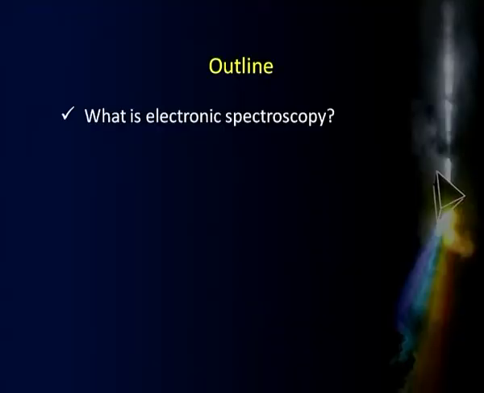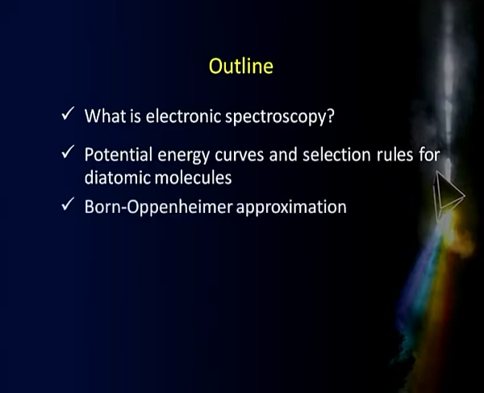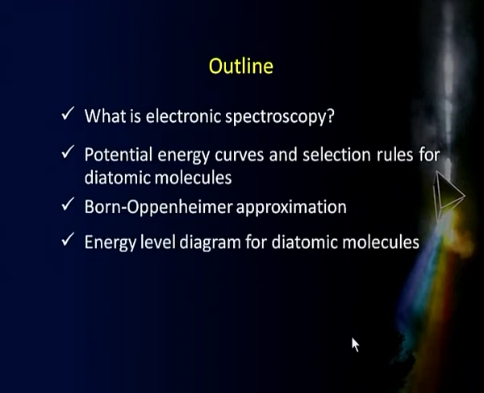The session is planned as follows. To begin with, we will ask ourselves what we understand by electronic spectroscopy. Thereafter, we will discuss the potential energy curves for diatomic molecules and the selection rules which govern transitions amongst them. Then we will briefly bring in the Born Oppenheimer approximation, and see how this approximation helps us devise an energy expression for the electronic energy levels of diatomic molecules, and how it translates into a suitable energy level diagram.